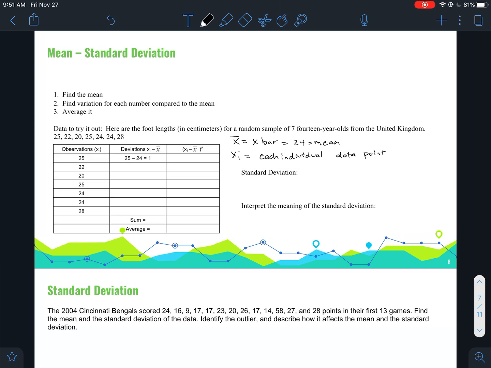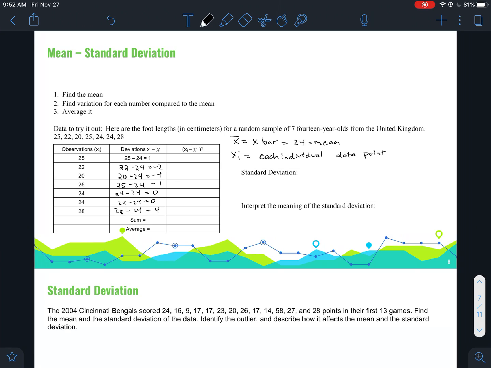So you're going to subtract it. 25 minus 24, because my data point was 25, the mean is 24, so subtract them, is 1. 22 minus 24 is going to be negative 2. 20 minus 24 is going to be negative 4. 25 minus 24 is going to be 1. 24 minus 24 is 0. 24 minus 24 is 0. 28 minus 24 is 4.